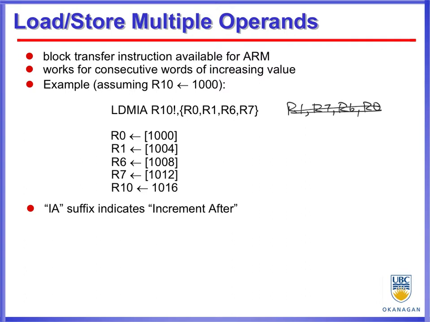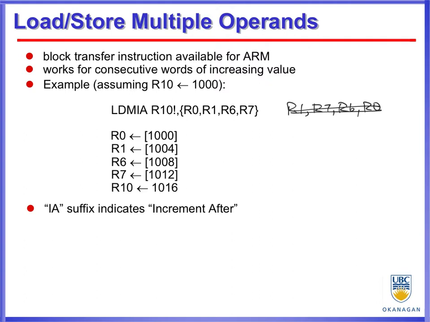So this instruction is going to take the 4 words in memory starting at address 1000 and put the first word in R0. So the word that's stored at address 1000 is going to be put into R0, and then 1004 into R1, because every memory word is 4 bytes. So address 1004 goes into R1, 1008 into R6, 1012 into R7.